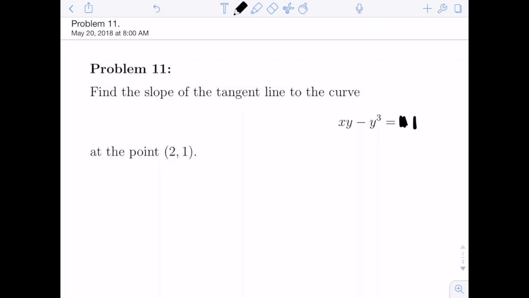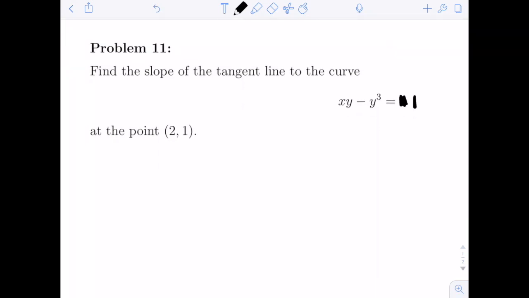Nothing's changing about how to do the problem. It's just that 2 should have been a 1. Okay, so using that, let's get started.